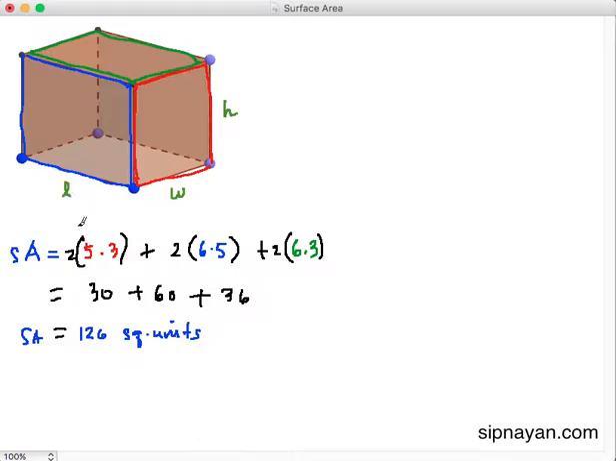Okay. So, paano natin kukunin yung red rectangle? So, height times width, di ba? Or width times height. Height times width. Kaso dalawa siya, di ba? So, times 2. So, we're talking about the surface area here also. Mas general formula lang ito, no?